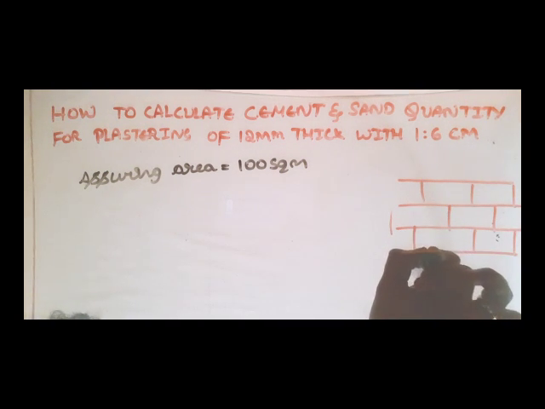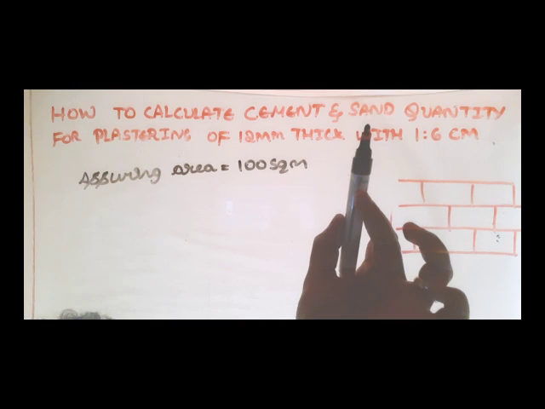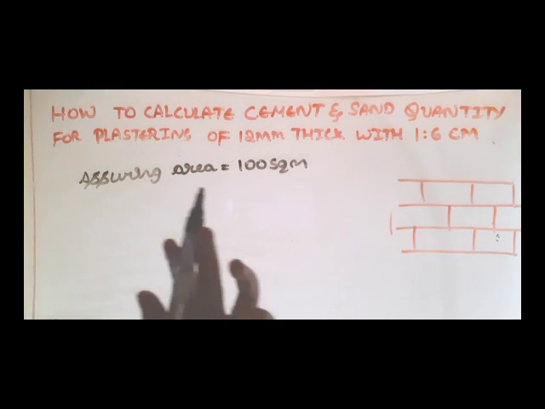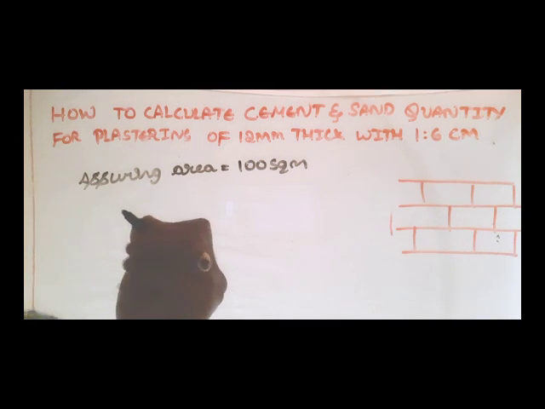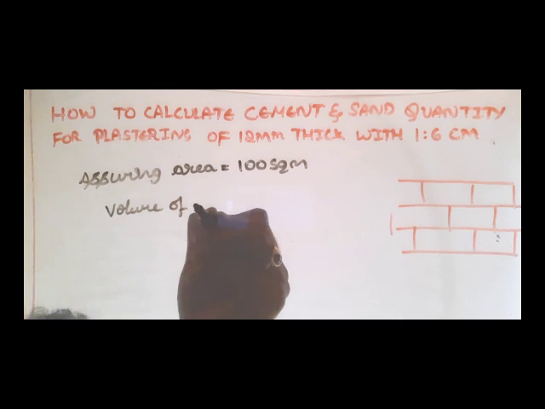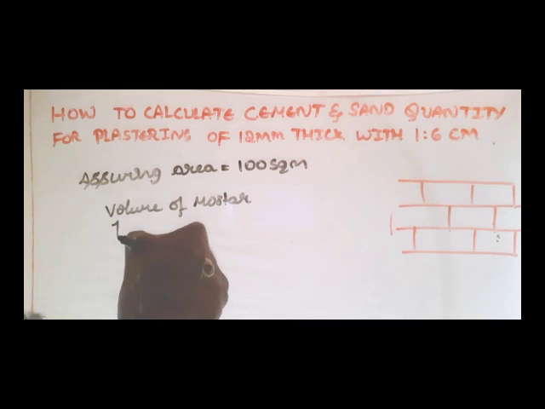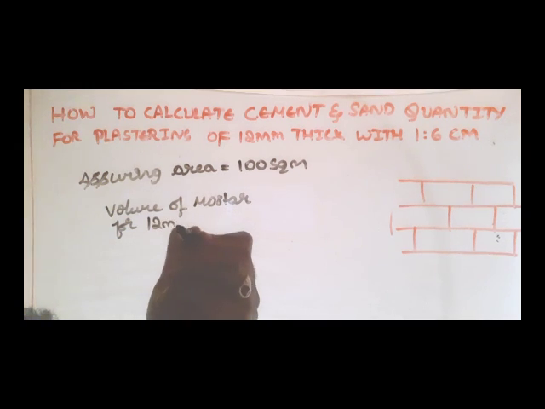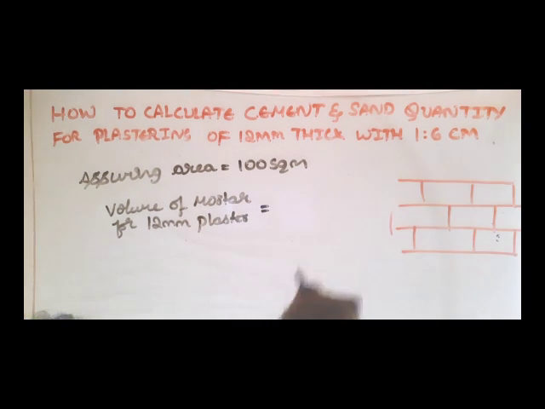For this 100 square meter wall I need to do 12 mm thickness of plaster. For that, we need to calculate what will be the cement quantity and what will be the sand quantity. So we have assumed the area as 100 square meter. Now we need to find out the volume of mortar for 12 mm plastering, the volume of mortar required to complete the plastering.